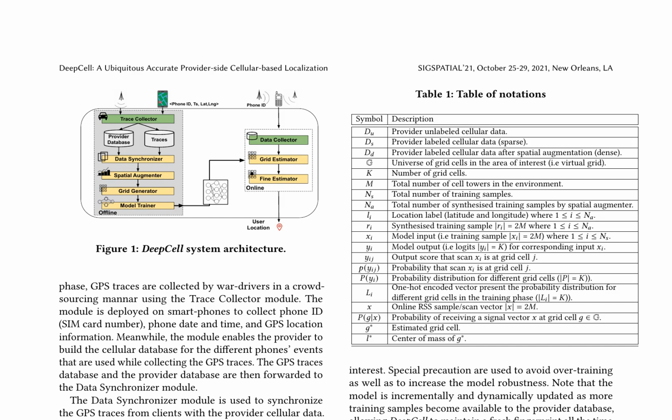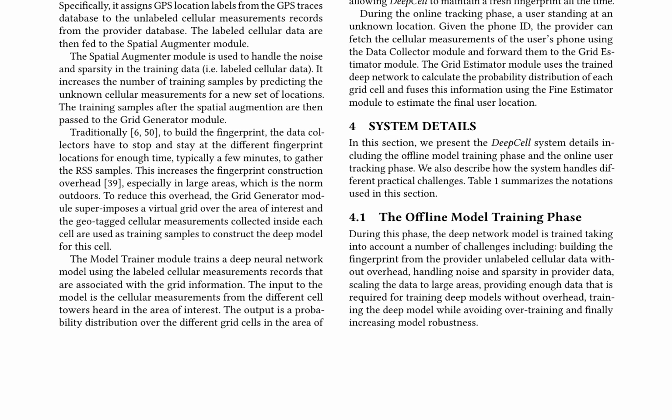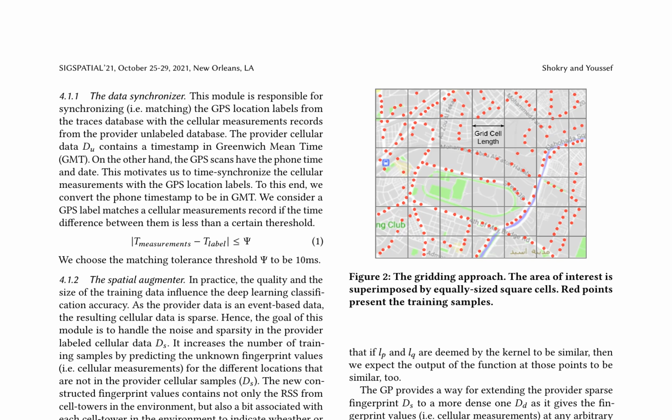It consists of several modules including the offline spatial augmenter, grid generator, model trainer, data collector, and online data synchronizer. The system collects GPS traces from war drivers and cellular measurements from the provider's database. The GPS traces are synchronized with the provider's cellular data, and the spatial augmenter handles noise and sparsity in the provider's data by predicting unknown cellular measurements for new locations.